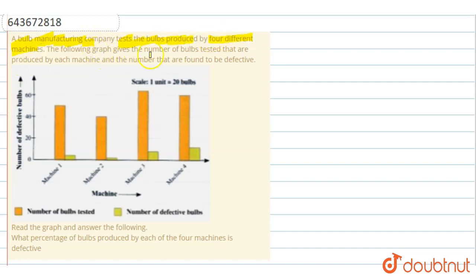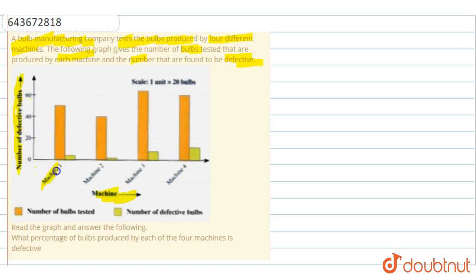A bulb manufacturing company tests the bulbs produced by 4 different machines. The following graph gives the number of bulbs tested that are produced by each machine and the number that are found to be defective. As we can see, on the y-axis is the number of defective bulbs, and on the x-axis the machines which are producing the defective bulbs.